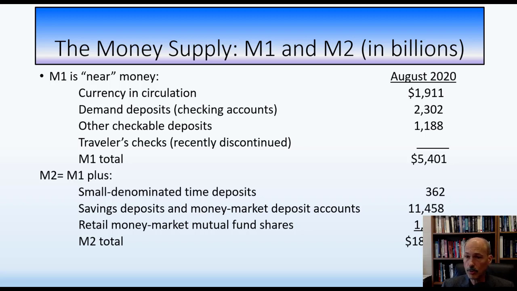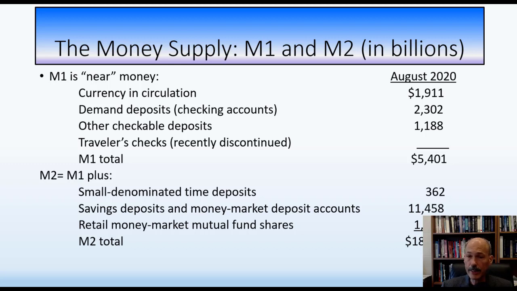Now, demand deposits, which are basically checking deposits. It's important to realize that you can pull your money out of a bank on demand, and they have to give you your money on demand. That's why they're called demand deposits, which are checking accounts. And we have about $2.3 trillion wrapped up in that.